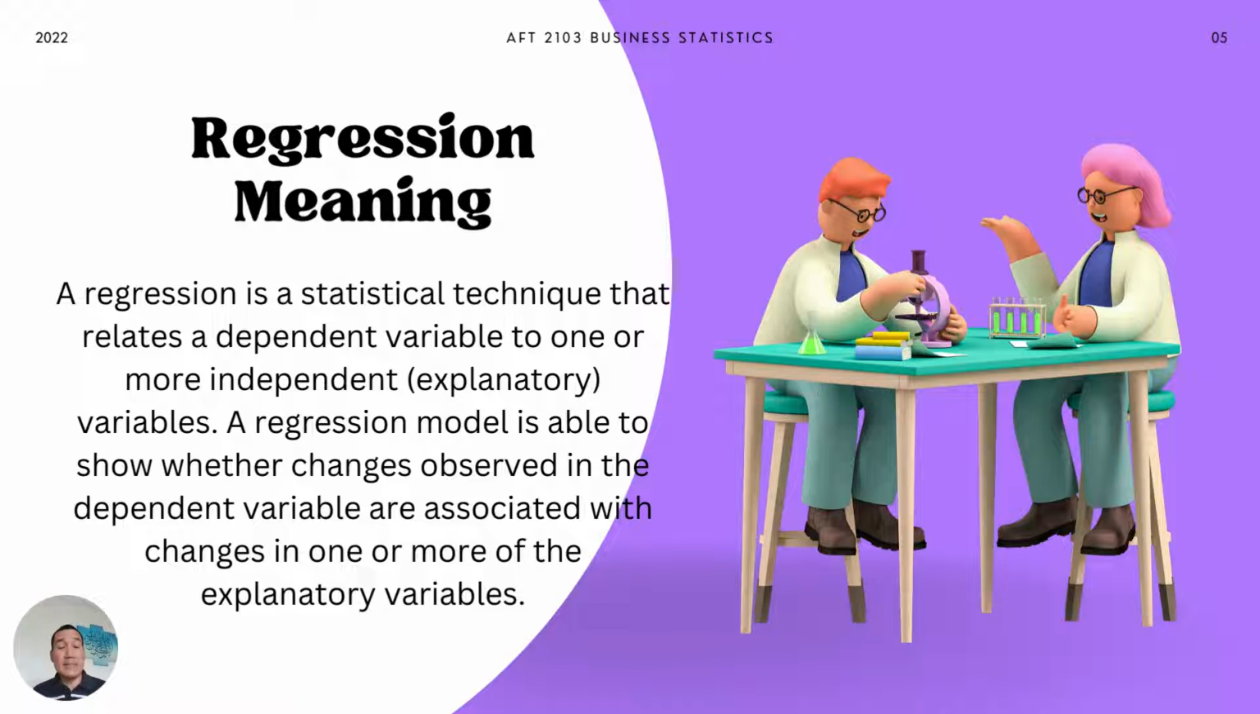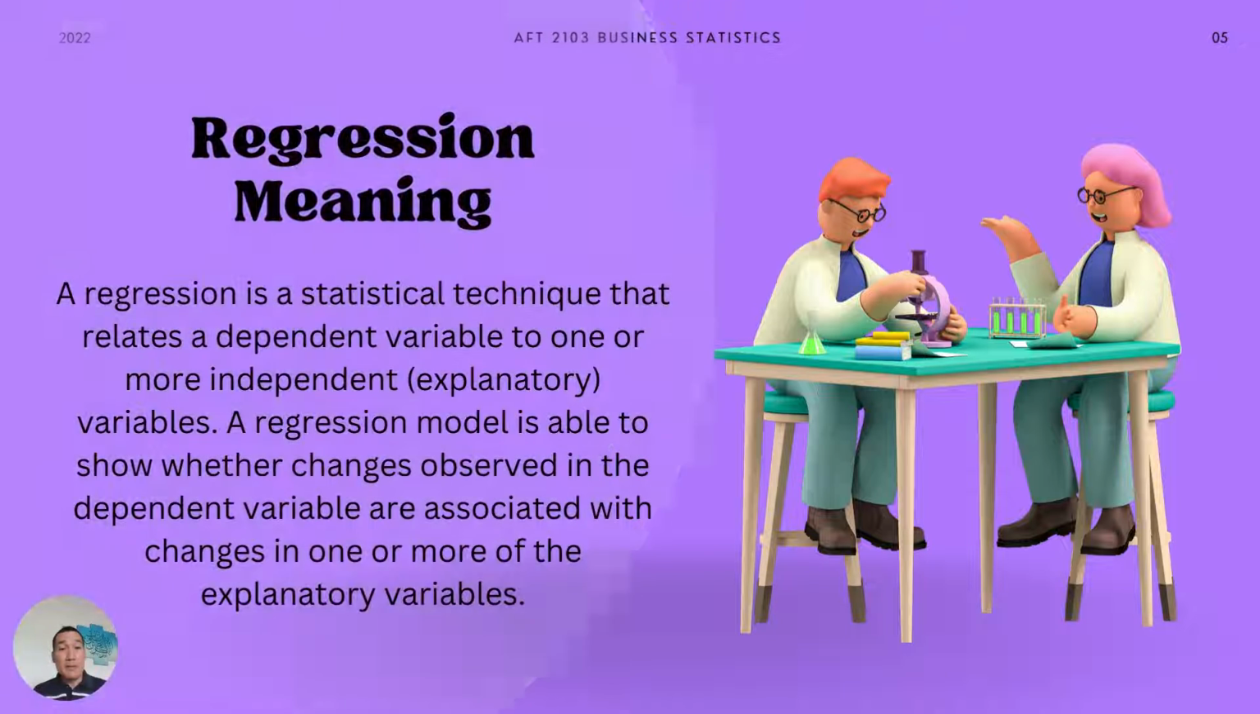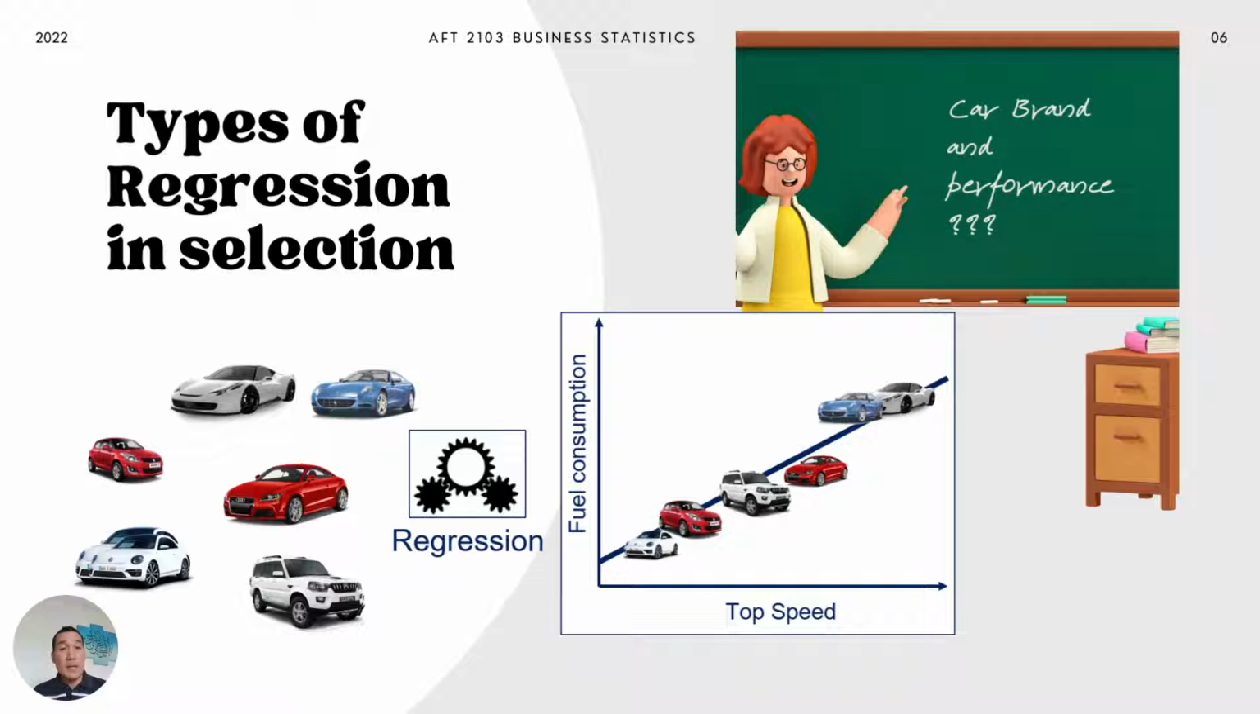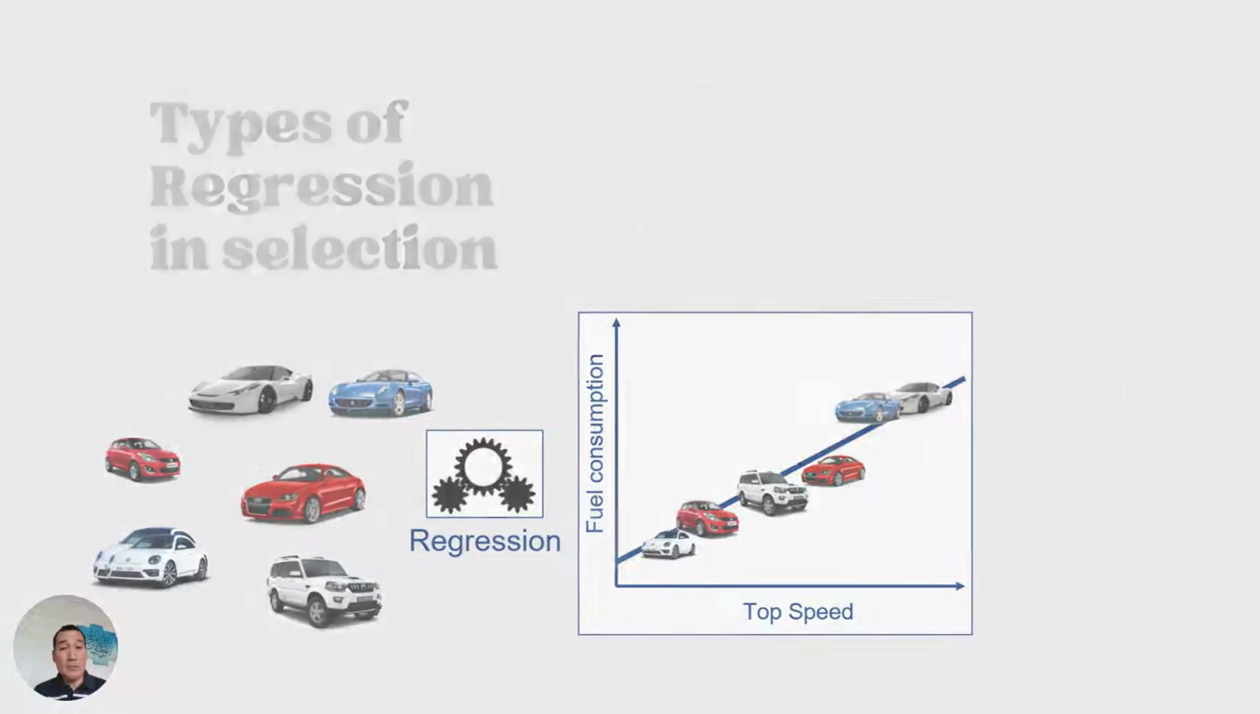On another side, we can see the meaning of regression. Regression is a statistical technique that relates a dependent variable to one or more independent explanatory variables. A regression model is able to show whether changes observed in the dependent variable are associated with changes in one or more of the explanatory variables. Here we can see the types of regression in selections for car brands and performance. So we can see the models around.